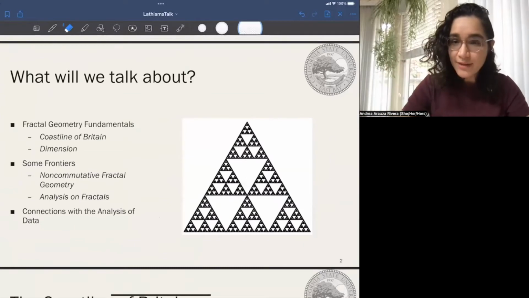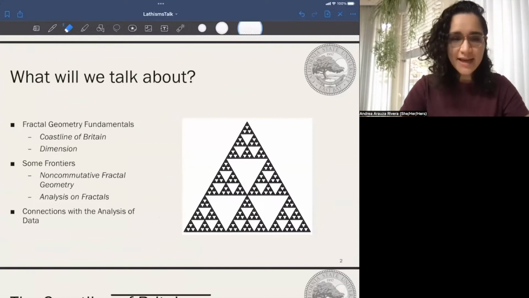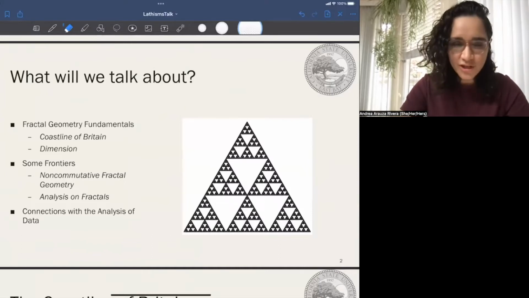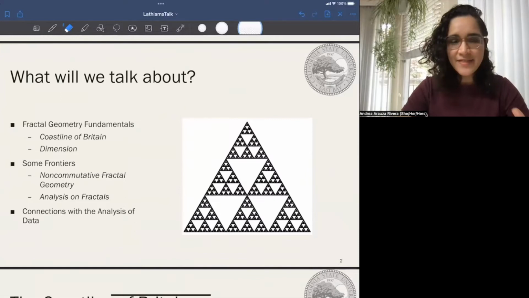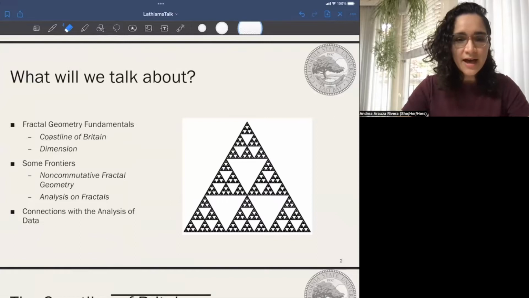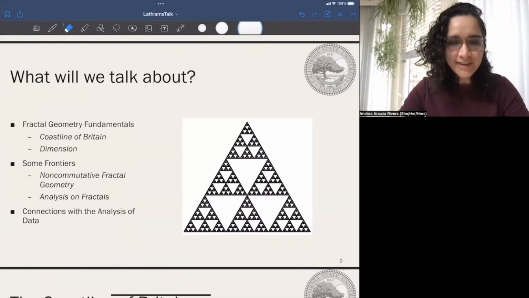So this is just an outline of what I'm going to talk about in the talk. I'm going to start with some fundamentals about fractal geometry, starting with the example of the coastline of Britain. I'm going to use that to motivate the idea of fractal dimension, which is one of the big tools that we use in fractal geometry. After that, I'm going to talk about some of the frontiers in fractal geometry. I'll talk a little bit about my work in an area called non-commutative fractal geometry and how it might be used to solve some problems from analysis on fractals. And then at the very end, I'm going to talk about how we might use some of the tools from fractal geometry to help in the analysis of data. So let's get started.